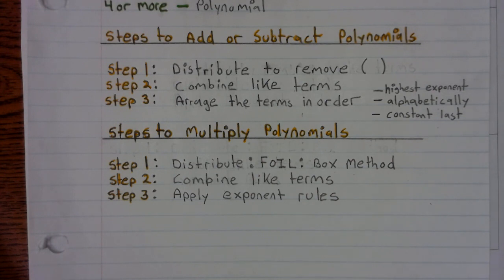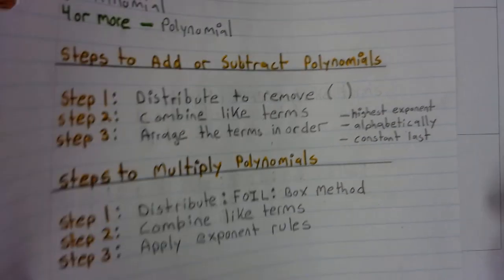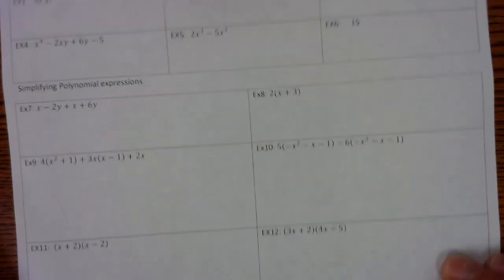Steps to multiply polynomials. Step 1, distribute, FOIL, or use box method. Step 2, combine like terms. Step 3, apply exponent rules. Go ahead and update your notes. All right, now your notes are updated. Let's take a look at the examples.